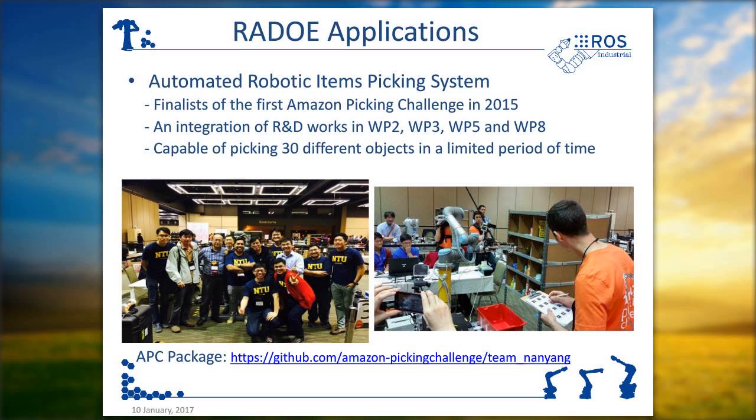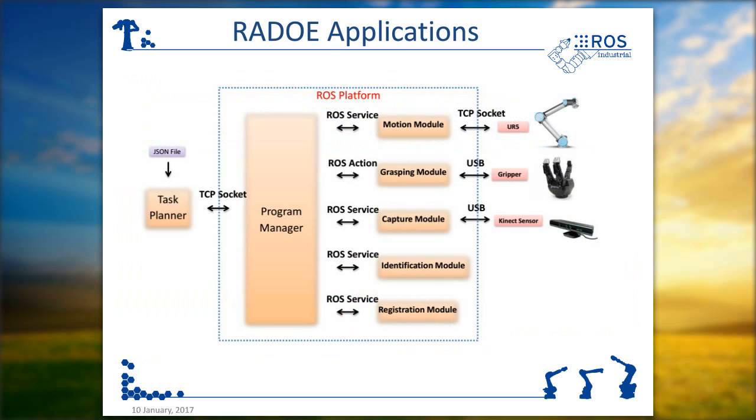So we have several applications for the RADOE. The first one is the automated robot item picking system. As Team Nanyang, we were a finalist of the first Amazon Picking Challenge in Seattle. And the software package is open sourced. You can follow the link below to get the source code. And this is the integration of the research works in WP2, 3, 5, and 8 in the ADOE Industrial Robots program. This is a general view of the whole picking system.